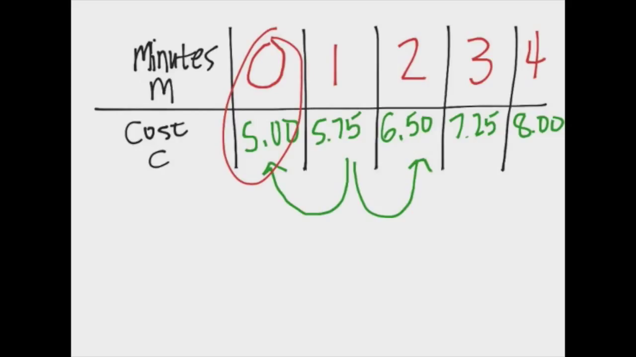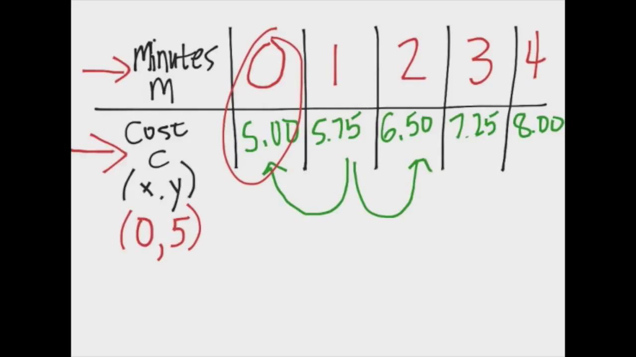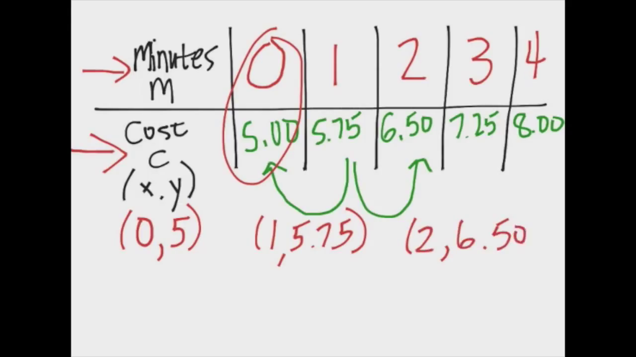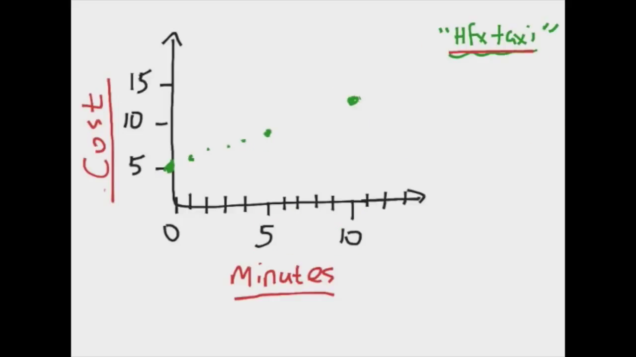In the table of values, for a 0-minute cab ride, it was $5. 1 minute, $5.75. 2 minutes, $6.50. 3 minutes, $7.25. 4 minutes, $8. Now each column in this table of values can represent a point in our graph. 0 minutes is $5, and (0, 5) is the point which we can plot. 1 minute was $5.75. That could be our second point, and our third point, (2, 6.50), x, y, and so on.